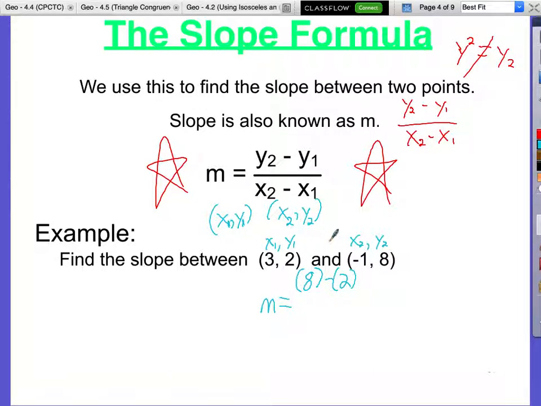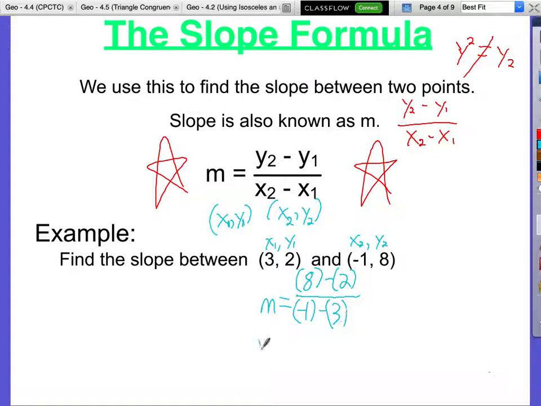Why did you put them both in parentheses? I put them in parentheses because it helps us with our negatives. It can be almost like a way so we can check ourselves as we do it. What's x2? Because we said x2 minus x1. So what's our x2? Negative 1. So negative 1 will come first here. Minus what's x1? 3. So we'll put 3 after that.